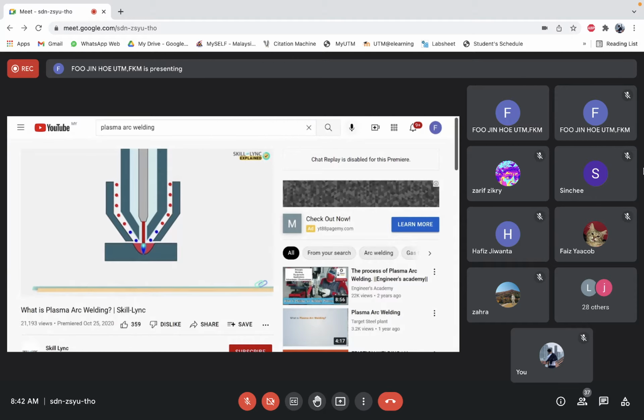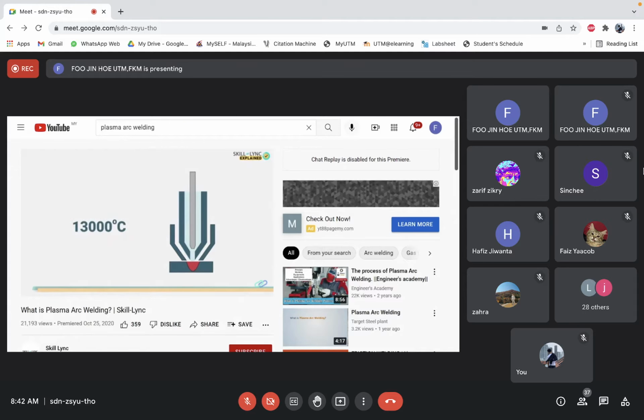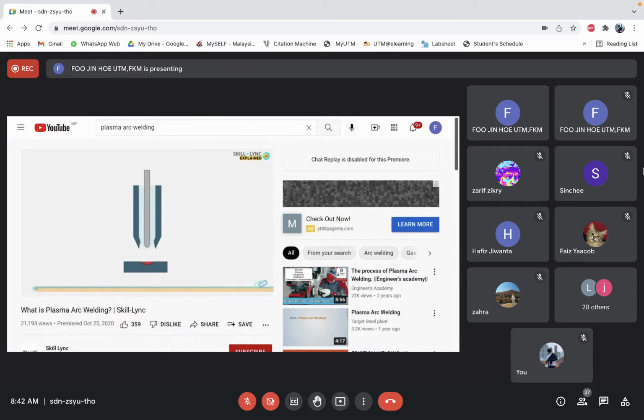The sudden decrease in the flow area increases the velocity and the temperature of the plasma arc. They exit the nozzle at almost the speed of sound and also reach temperatures of more than 13,000 degrees centigrade, hot enough to melt any known metal to mankind. Because of this, the torch is always cooled by circulating water through the handle.